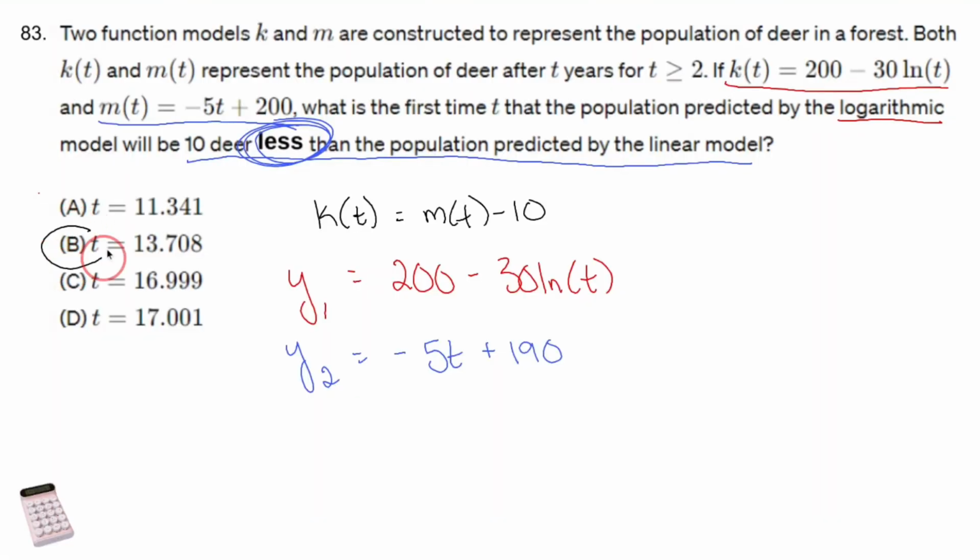Tricky, tricky problem. First things first, it couldn't be simple where they were just like, hey, find out when these guys are equal to each other. They had to throw this part in there. Then they also had to throw this part in there. So be prepared for tricky problems like that one right there. Hope this helps.